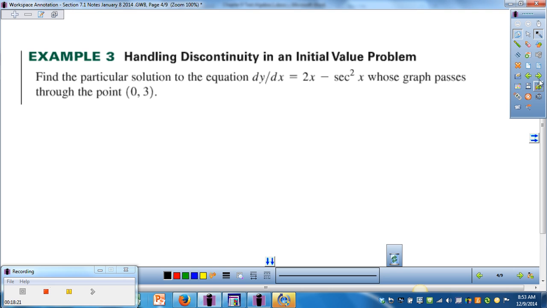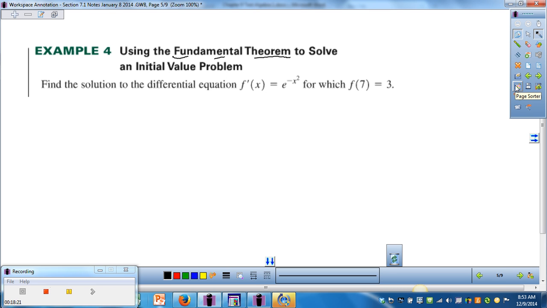Yep, that one we're not going to need to say. This one. So, using the fundamental theorem to solve an initial value problem. When they say initial value problem, generally that's solving a differential equation, and they give you a point to plug in. All right. So find the solution to the differential equation. Notice this time it's written as f prime of x equals e to the negative x squared. That is still a differential equation. And for which f of 7, I have to be very careful to make my lowercase f's here, f of 7 equals 3.